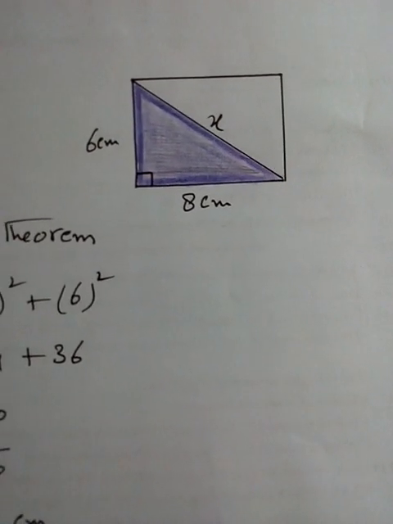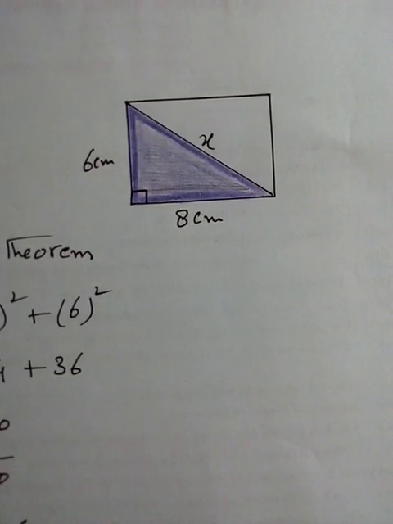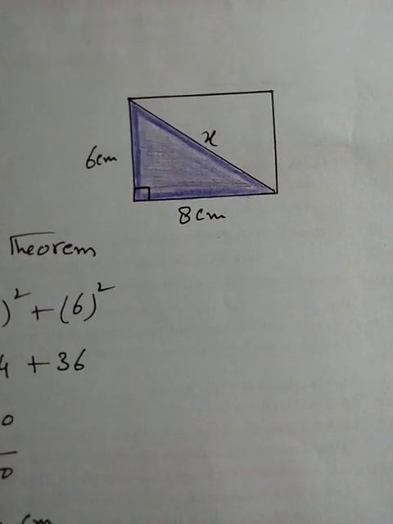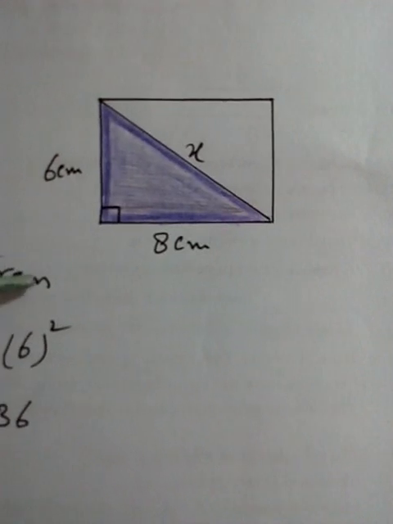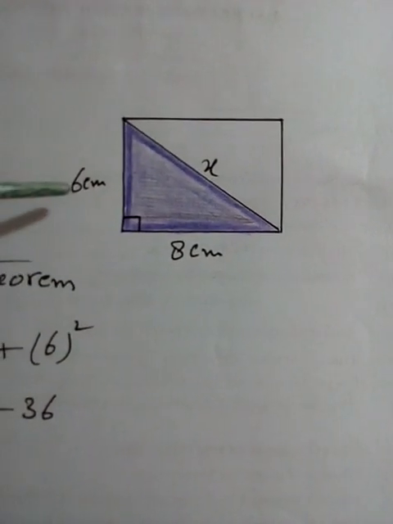Question number 1. A rectangle is 8 centimeter by 6 centimeter. Calculate the length of one of the diagonals. The dimensions of the rectangle are given. Length is 8 centimeter and its width is 6 centimeter, and we have to find the length of its diagonal.